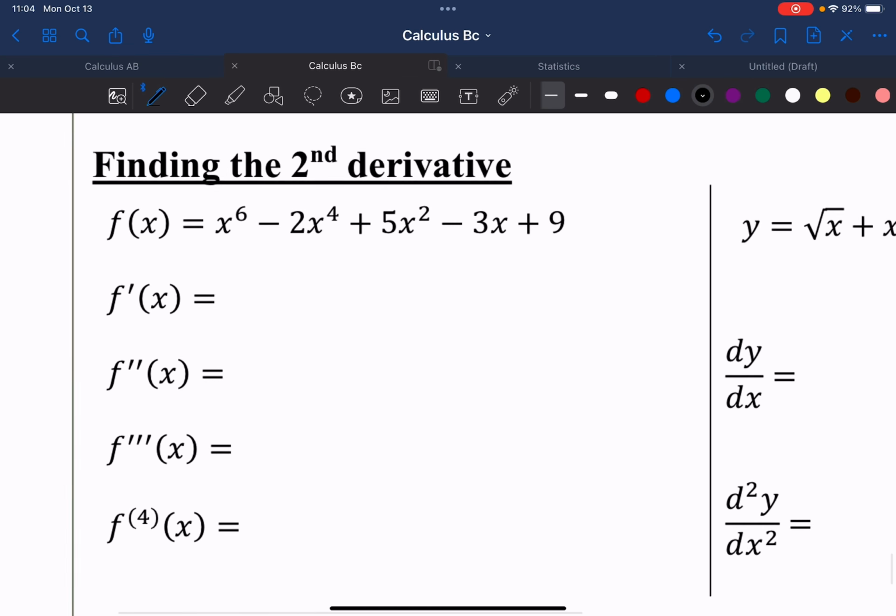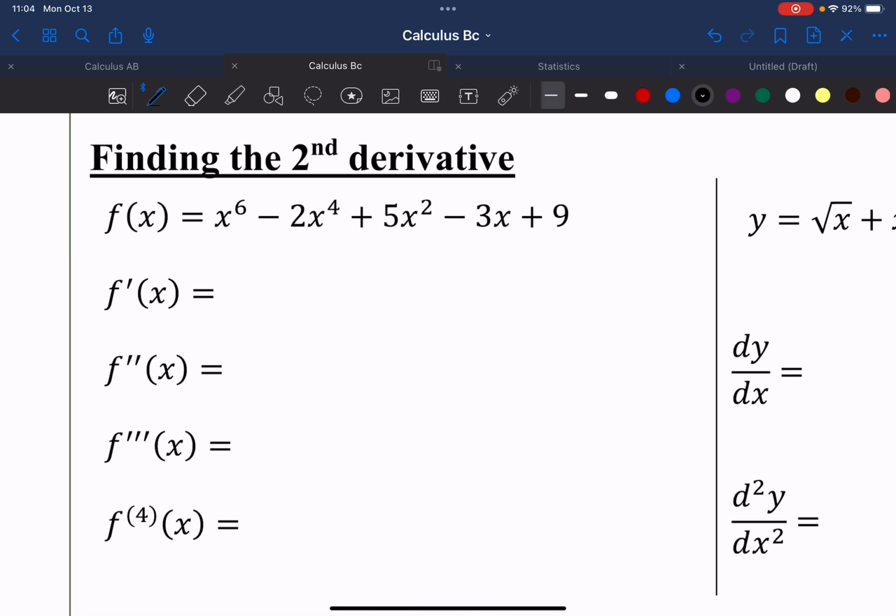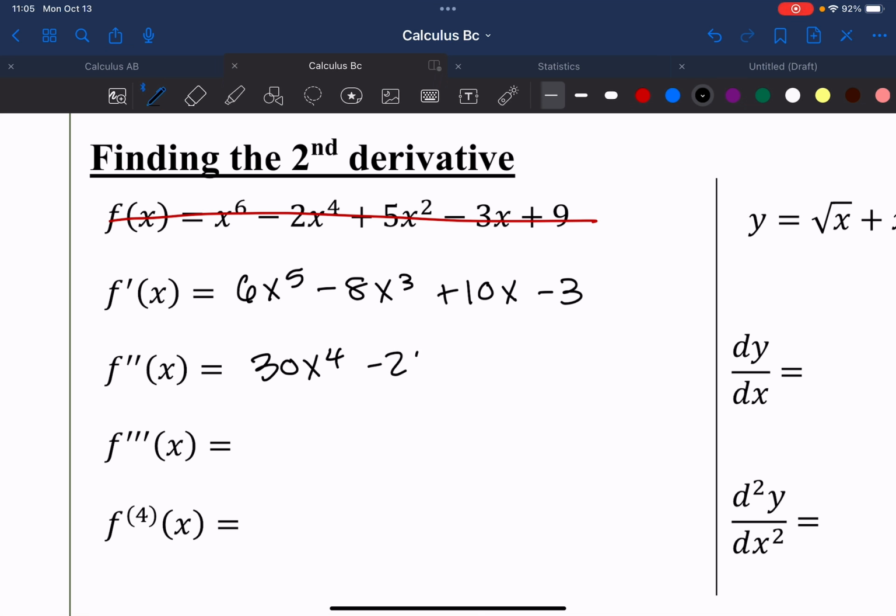For this example, it wants us to continue and find all the derivatives given. So the first derivative, the second derivative, the third derivative, and then the fourth derivative. Taking the first derivative, this would be 6x to the fifth minus 8x cubed plus 10x minus 3. Now I'm no longer looking at this one. I'm now looking at the first derivative to find the second derivative. So that would be 30x to the fourth minus 24x squared plus 10.